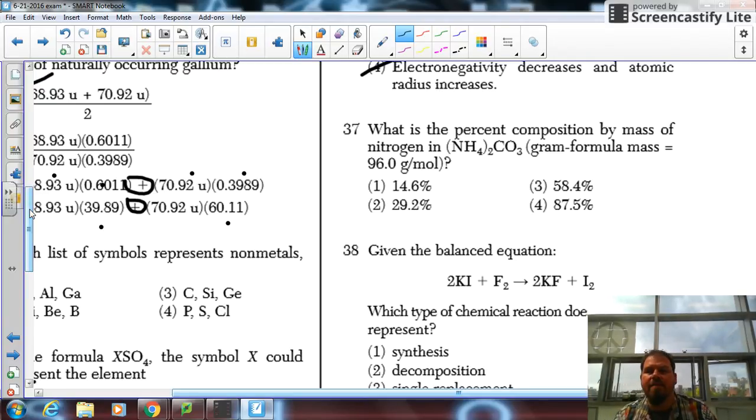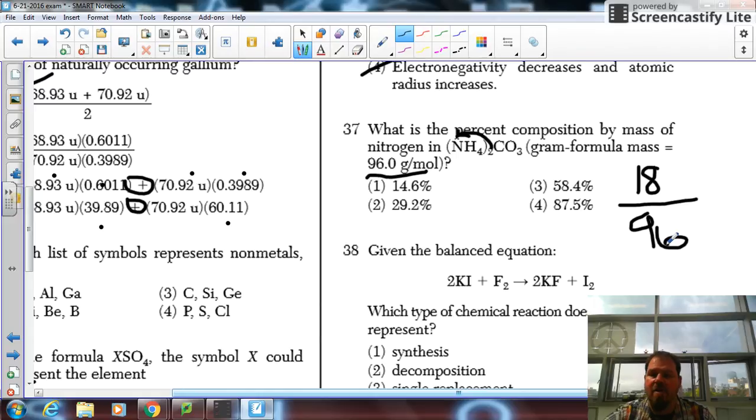All right. What is the percent composition by mass of nitrogen in this compound? And it gives me the GFM, so I don't have to calculate it. So what I need to know is, between this 2 replies to the ammonium, that means there's 2 nitrogens. Nitrogen's mass, when I look it up, is 14. So 2 nitrogens is 18. So I have a total mass of 18 for nitrogen over 96. 18 divided by 96 times 100 is my mathematical operation.